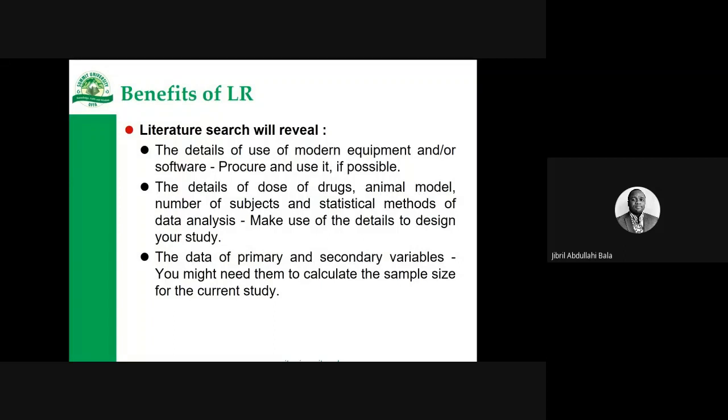Then it will also review modern equipment, especially if you're looking at international papers that are published recently, they will talk about the most recent equipment they've used. And for those of us in sciences, it can provide details of drugs, the doses, the number of test subjects, and even statistical methods for data analysis. And it can also provide information on your primary and secondary variables that you would need in the study. So these are benefits of the literature review and why they would help you.